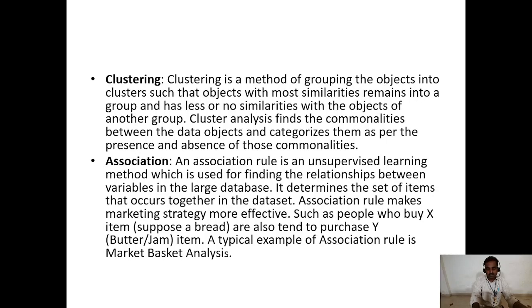Next, what is association? Association rule is an unsupervised learning method which is used for finding the relationship between the variables in a large database. If you want the relation within a large database, then you have to use association rule. So it determines the set of items that occur together in the data set. Association rule makes marketing strategy more effective, such as people who buy X item, suppose bread, also try to purchase Y, butter or jam. This typical example of the rule is market basket analysis.